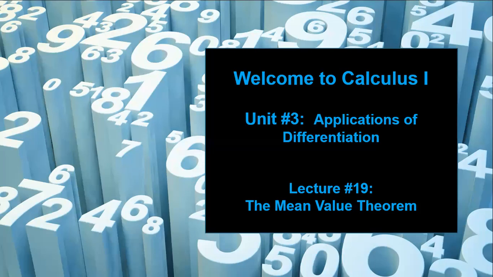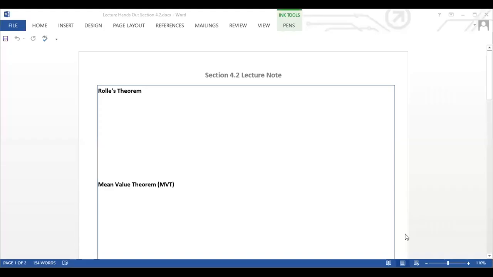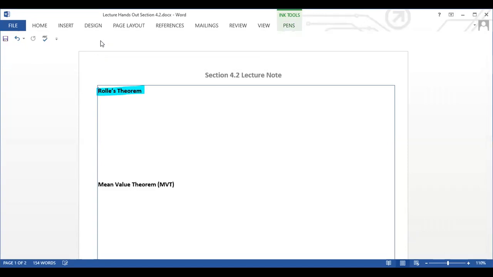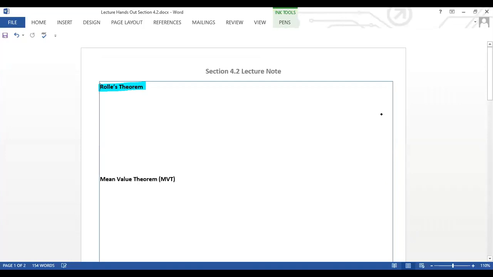Let's go to our lecture notes and get started. Before we talk about the Mean Value Theorem, we're going to talk about what we call Rolle's Theorem. This is a special case of the Mean Value Theorem. Now let's take a look at what Rolle's Theorem is.